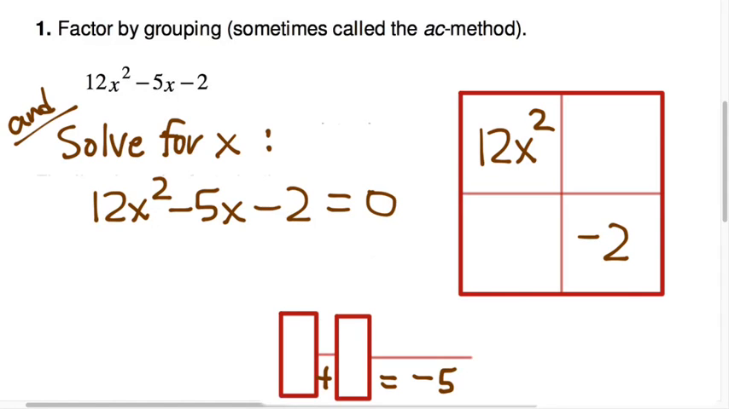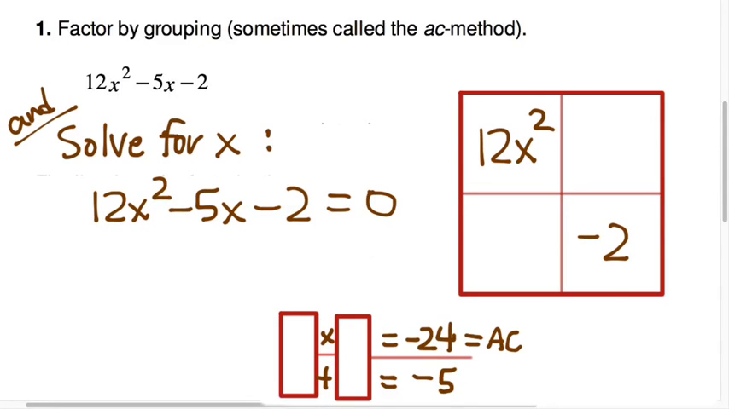The sum is always the middle term, the middle coefficient. The sum is -5. And what did the product need to be? I need my numbers to add to -5 and multiply to give me 24, also with a negative sign in front of the 24. That's where the AC method gets its name, right? Multiply the A coefficient times the C coefficient. That's what the product needs to be.